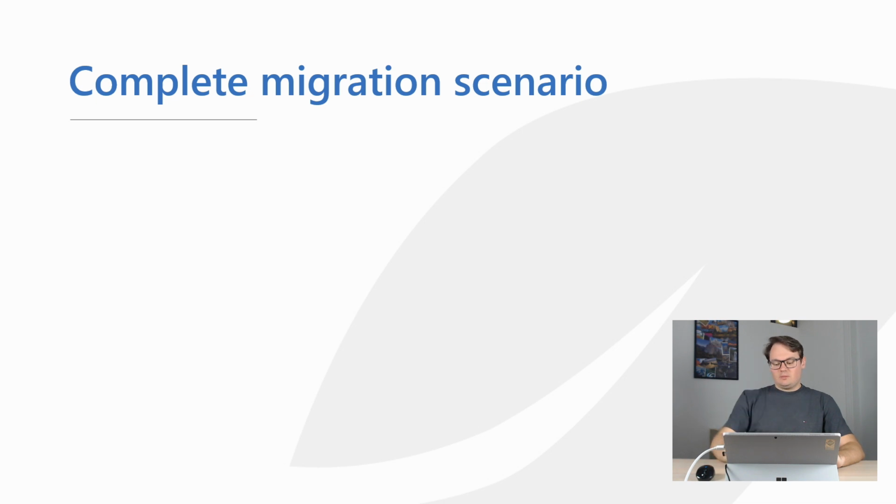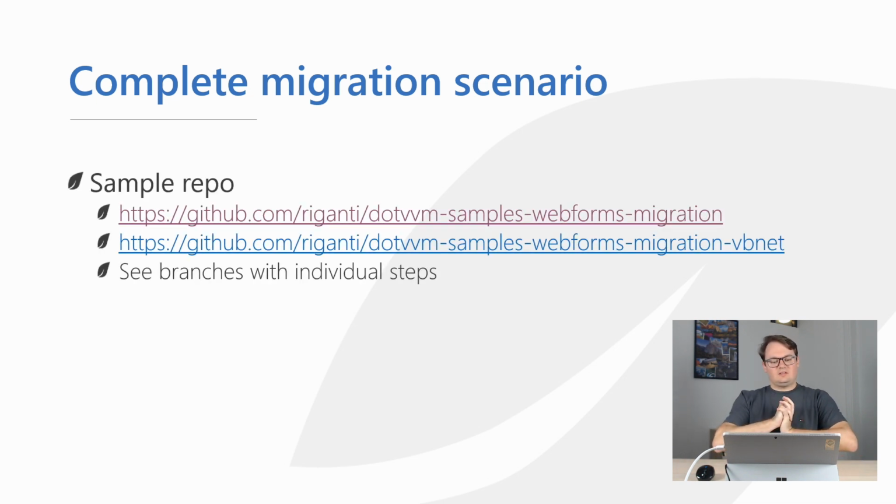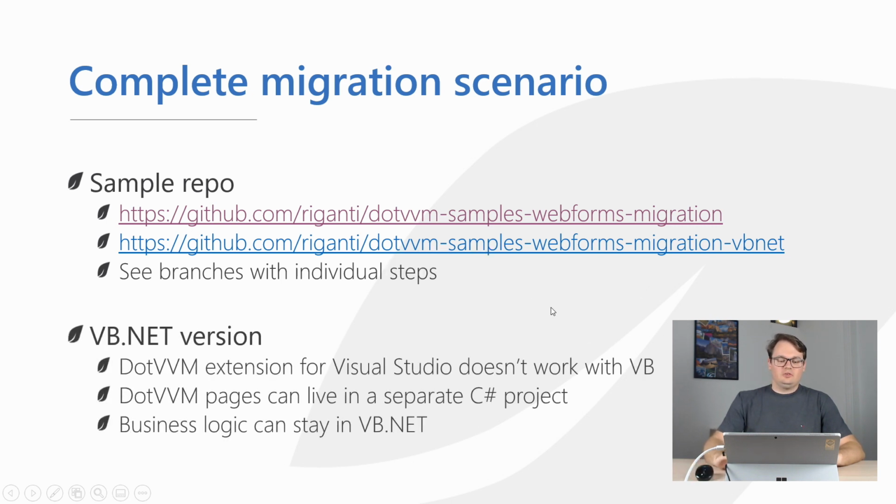Okay, so complete migration scenario means it's described in our sample repo. We have a version for C#. We also have a version for VB.NET. So if you are using ASP.NET Web Forms with Visual Basic, there is a repo which shows how to do it. Unfortunately, .vvm doesn't work well with VB.